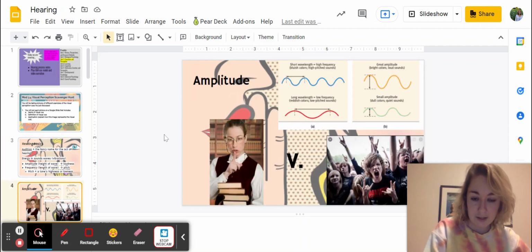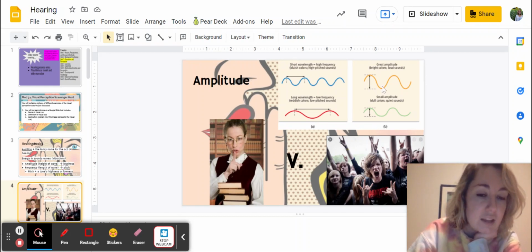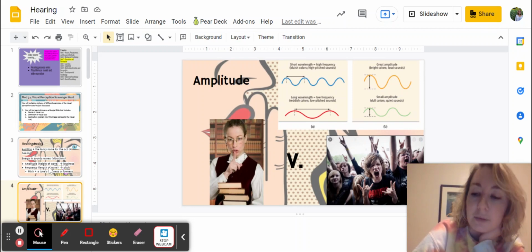So let's look at this in the picture here. Amplitude we see is the height, the vertical part of the wave. So if it has large or tall waves, it's great amplitude, then it's going to be really loud. If it has small amplitude and is very short, then it's going to be quiet like a librarian.